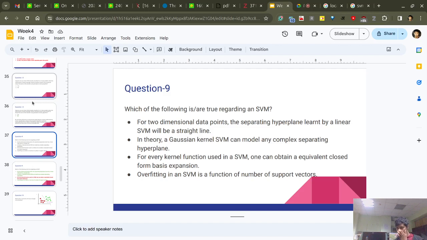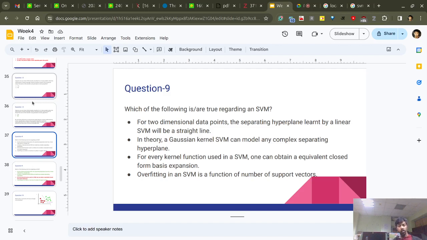Whenever it is not linearly separable, we transform it to a higher dimension and so on. And also there is something in RBF where we can have an infinite number of dimensions. I think that is covered in the lecture, but theoretically it is possible that however complex a function is, it doesn't matter, we will be able to separate it. So this is also correct.